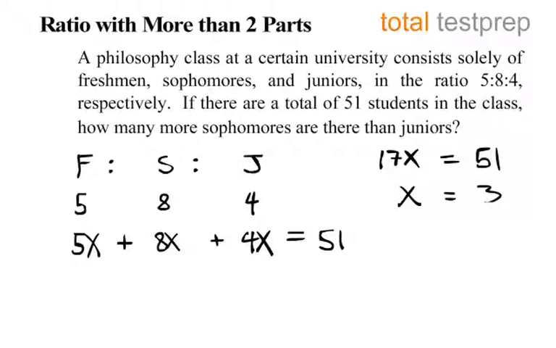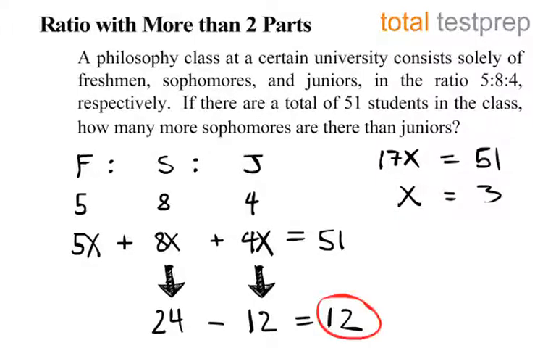Since we're asking how many more sophomores there are than juniors, we need to figure out what 8x is, because that's the total number of sophomores, and we need to figure out what 4x is, because that's the total number of juniors. If x is equal to 3, 8x is going to be 24, and 4x is going to be 12. To figure out how many more sophomores there are than juniors, you subtract and you get 24 minus 12 equals 12, so there are 12 more sophomores than juniors.